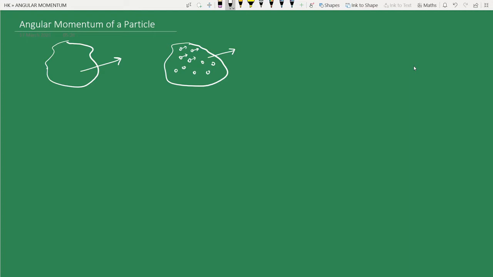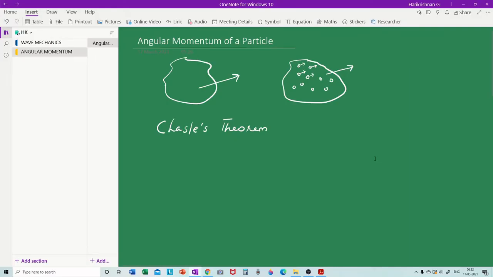Before going to that, let us look at an important theorem called Chasles' theorem. This was discovered by Michel Chasles, a French mathematician. So what is the idea of Chasles' theorem? His idea is that any displacement of a rigid body, just like the one I have drawn above, can be decomposed into two independent motions. One is a translation of the center of mass.